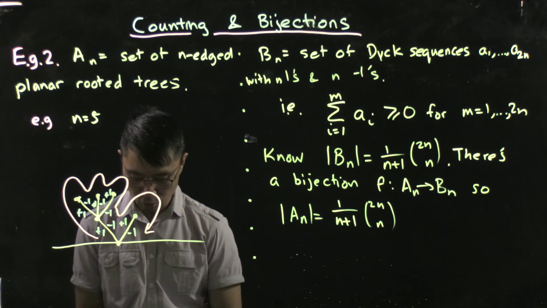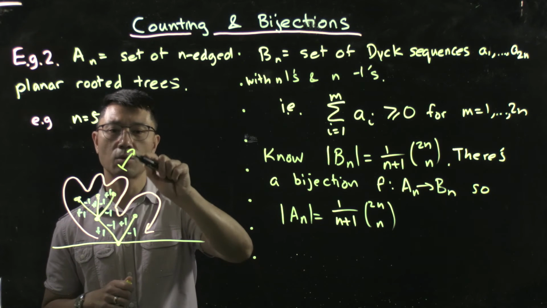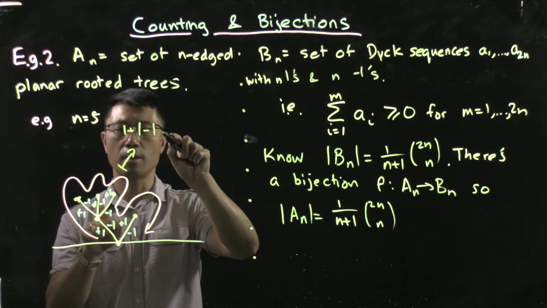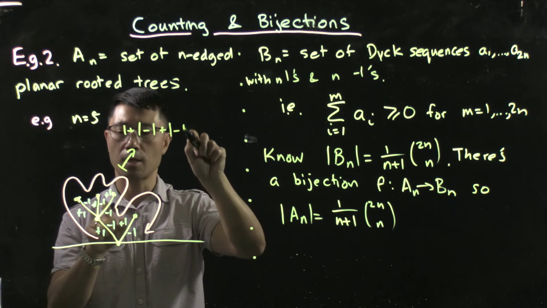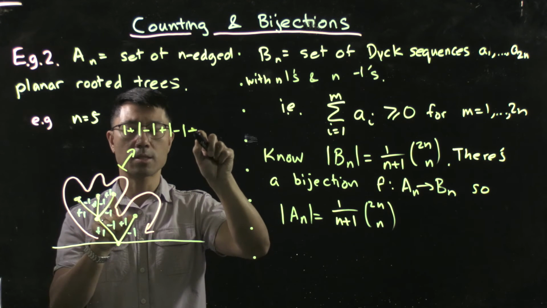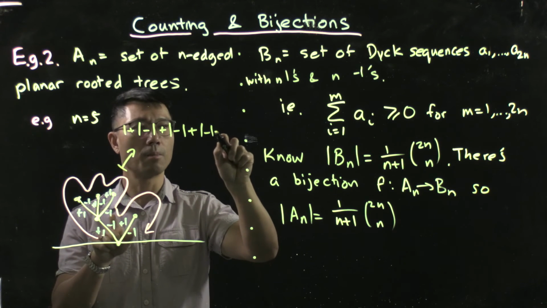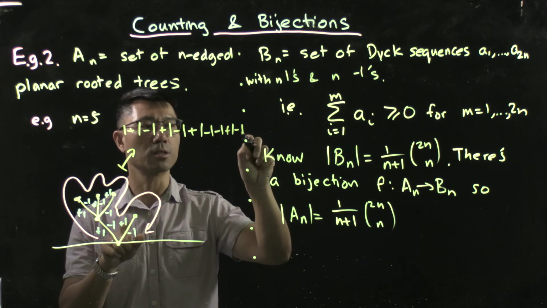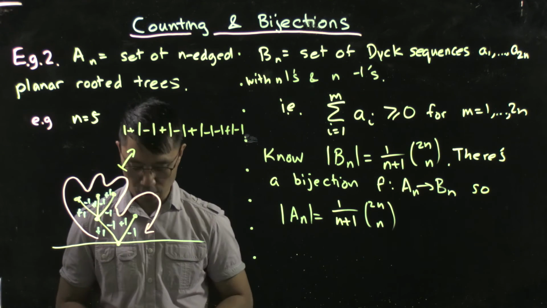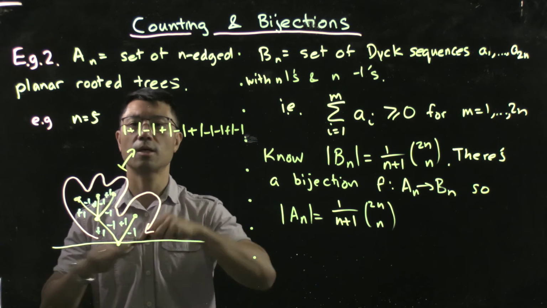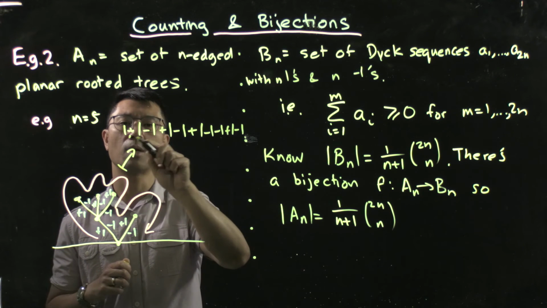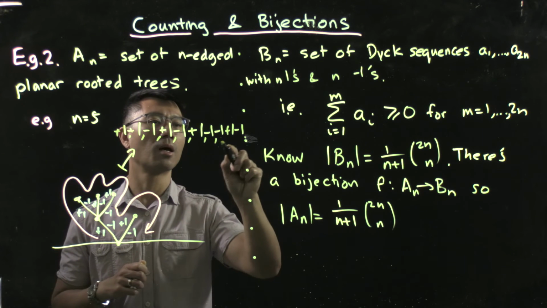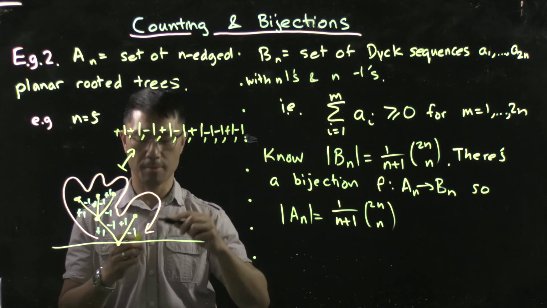You do a +1 up here, +1, and -1, +1, -1, +1, -1, -1, +1, -1. So this planar rooted tree is going to get mapped over to what? It'll be +1, +1, -1, +1, -1, +1, -1, -1, +1, -1. Okay, it's this sequence that you have here. If you like, you can put in commas.